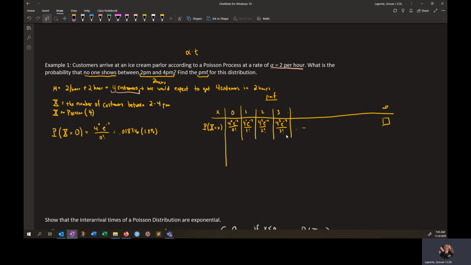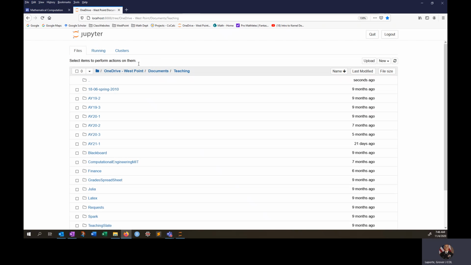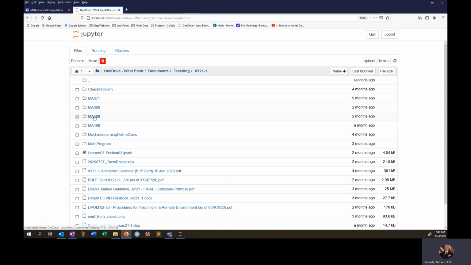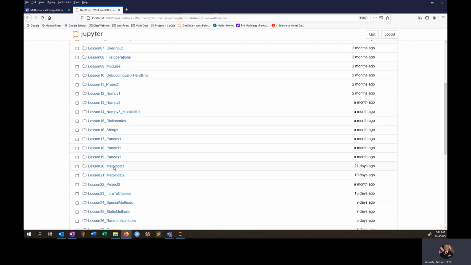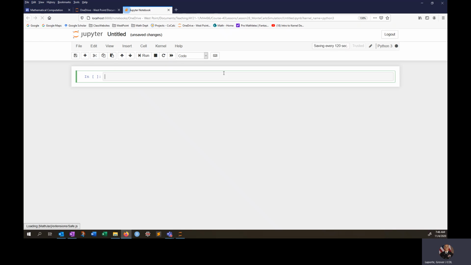And obviously, I don't want to calculate all of this because I'm semi-lazy on that, so I want to let Python do that for us. Let me bring up a new Jupyter notebook, 46 courses, lesson 28, and we'll get a new Python notebook. So obviously we want to import numpy as np.